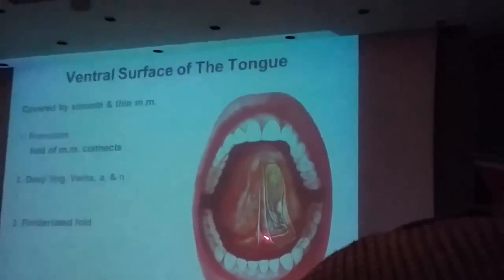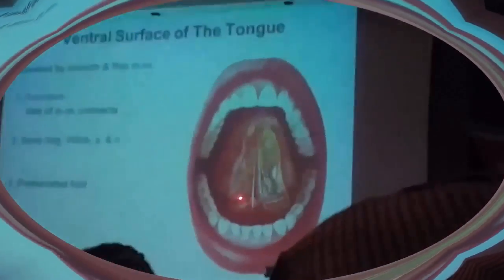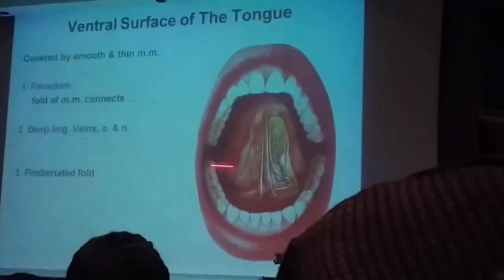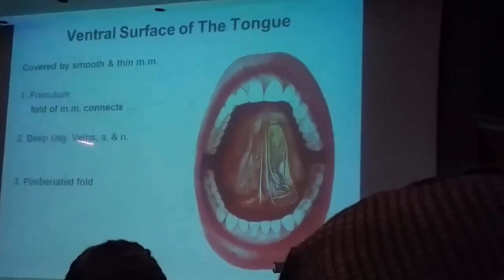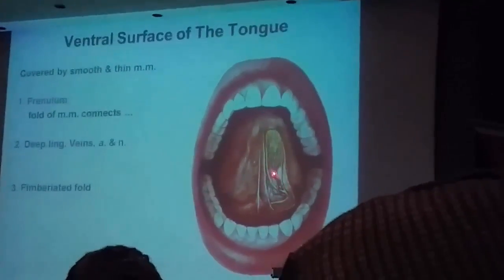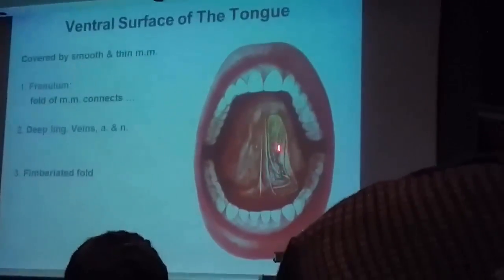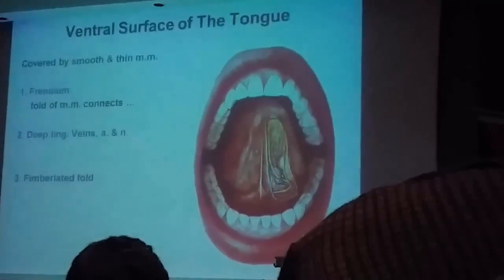So there is a lingual frenulum. It's a fold. Okay, there is a deep lingual vein and deep lingual artery, with the lingual nerve passing there, and you can see them very easily.